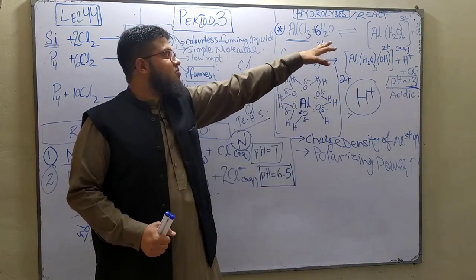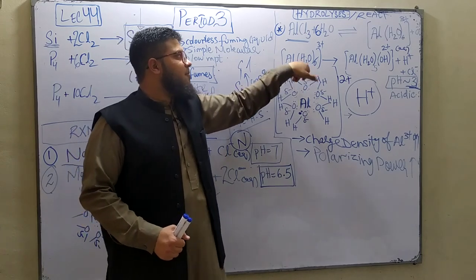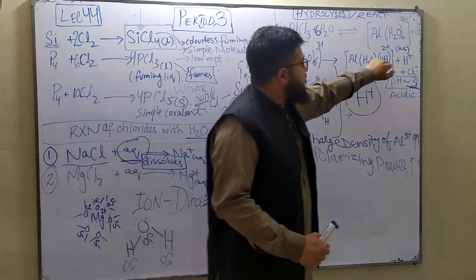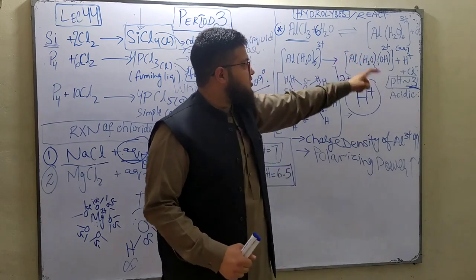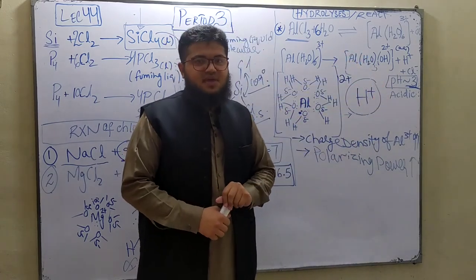AlCl3 combining with 6 water molecules forming that ion, and this ion, actually the Al polarizes the water molecule into OH and H positive ions, and these H positive ions cause the pH to decrease, because the greater the H positive ions, the lesser the pH.